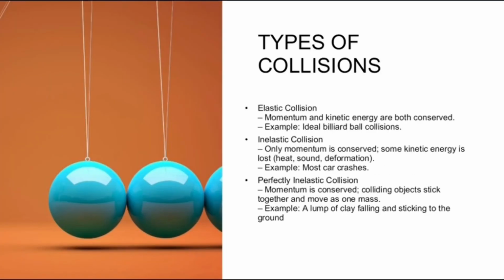There are three main types of collisions. Elastic collisions, where both momentum and kinetic energy remain constant. Inelastic collisions, where momentum is conserved but some kinetic energy gets converted into other forms like heat or sound. Perfectly inelastic collisions, where the objects stick together after colliding. In the real world, most collisions are inelastic to some degree, but an elastic collision provides a helpful model.